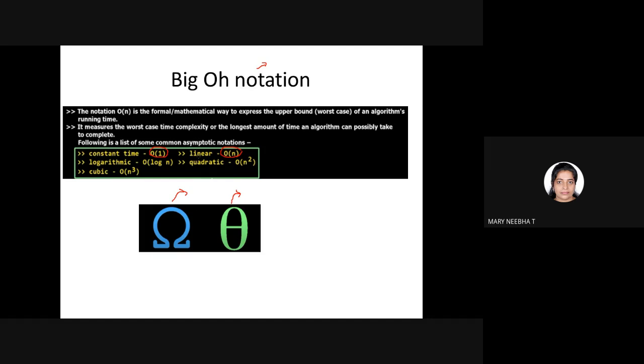So I stop with this. In the next class, we'll see something about space complexity, and then we'll move to linked list.